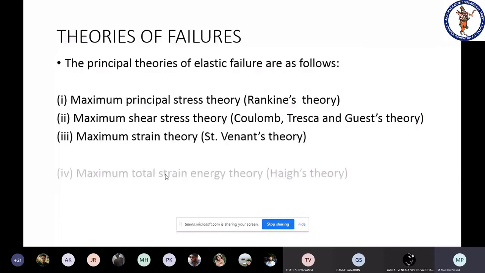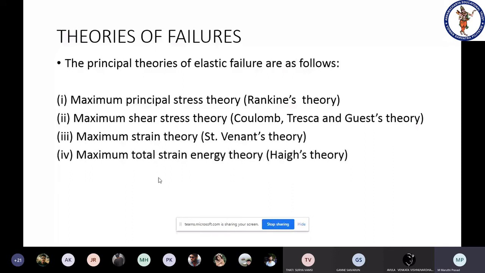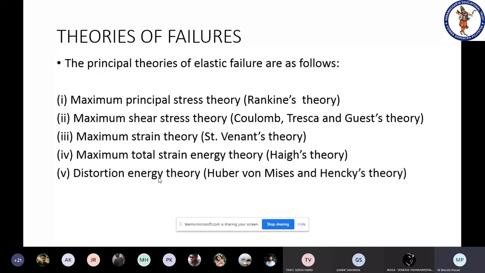Fourth one, maximum total strain energy theory, which is called Haigh's theory. And fifth one, distortion energy theory, which is famed as Hencky and von Mises theory. These are the five important theories. There are so many other theories also, but these are the five important. Out of these five also, we are using maximum three theories of failure only.